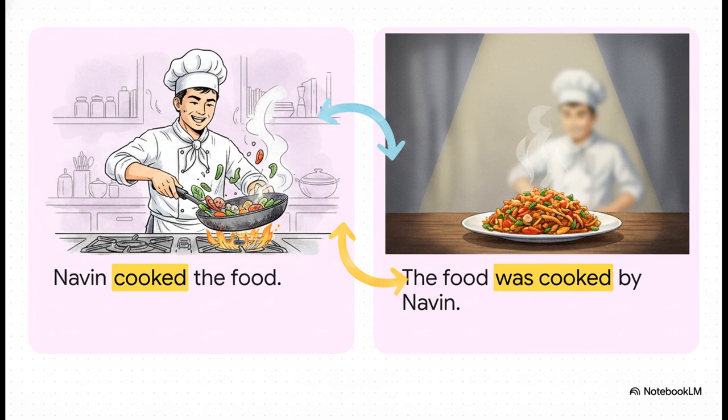And this example brilliantly shows that shift in action. Look at the active sentence. Navin cooked the food. Navin is our subject. He's the one doing the work. Now check out the passive version. The food was cooked by Navin. Boom. Suddenly, the food becomes a subject. The action of cooking is being done to it. The subject and object completely swap places. And notice how the verb changes from cooked to was cooked? So that's a tense of the to-be verb paired with a past participle. Honestly, that right there is your fundamental mechanical formula.